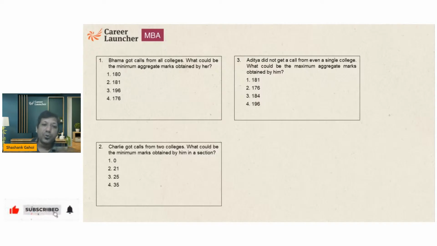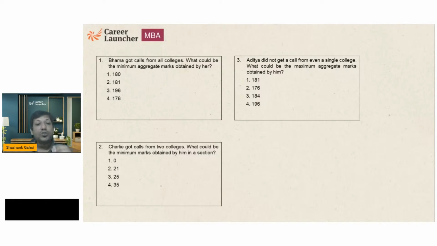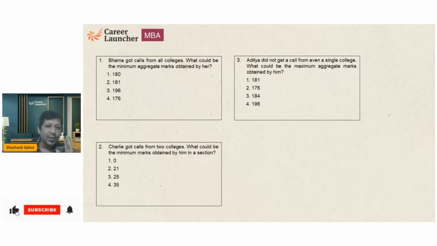Charlie got calls from 2 colleges. What could be the minimum marks obtained by him in a section? Aditya did not get called from even a single college. What could be the maximum aggregate obtained by him?